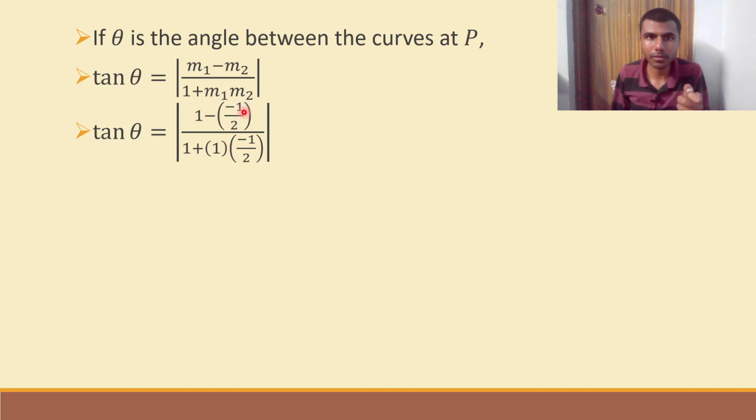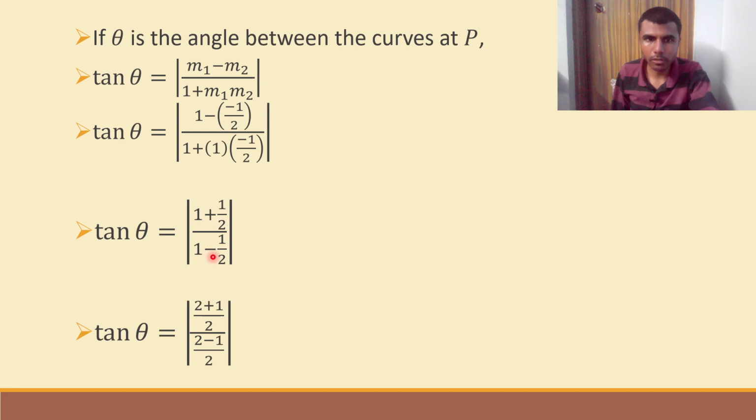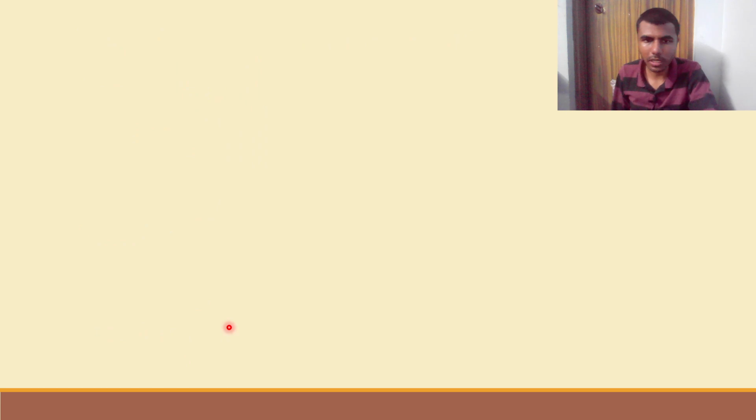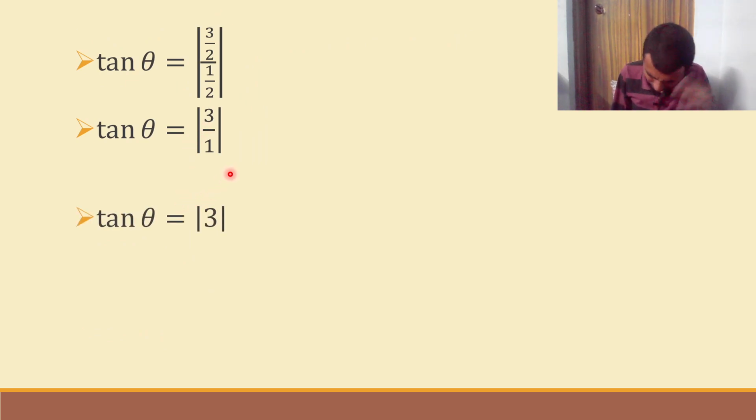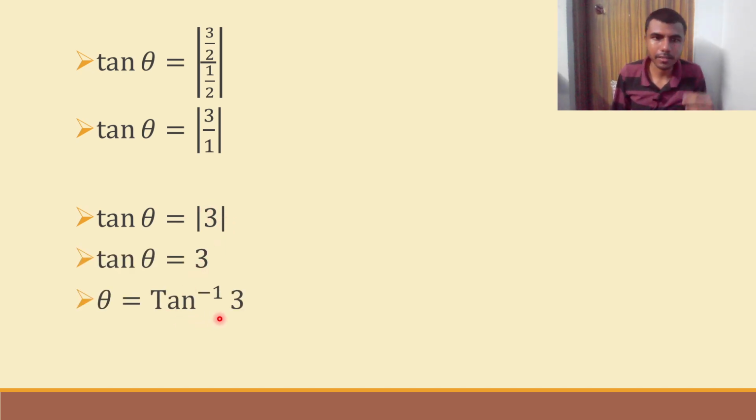So 1 minus of minus 1 by 2 by 1 plus 1 into minus 1 by 2. So 1 minus of minus 1 by 2 is 1 plus 1 by 2, and here 1 into minus half is minus half. So 1 minus half. Just take LCM. 2 plus 1 by 2 and 2 minus 1 by 2. 2 cancel, 3 by 1. Mod 3 by 1 is nothing but mod 3. Since 3 is positive, you can take off the mod. So tan theta is nothing but 3 and theta is tan inverse 3.